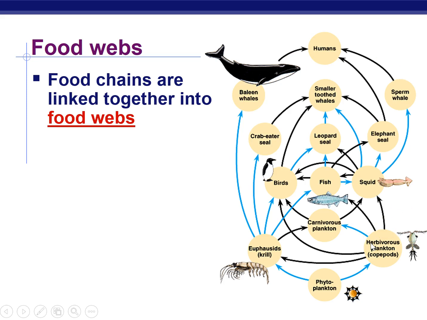And again, it's going to be useful if you're trying to study the effect of removing the leopard seal from this ecosystem. How is that going to influence the organisms below it and the organisms above it? And so oftentimes you'll make these food webs so that you can try to figure out how those organisms interact.